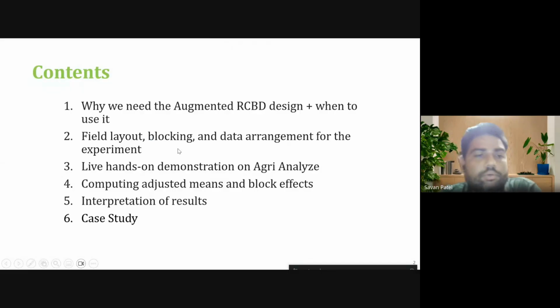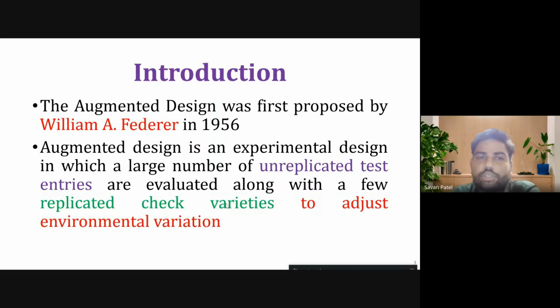So these are the contents of our webinar: why we need to use the augmented RCBD design and when to use it, and how to prepare a layout and blocking and data arrangement for our experiment. And after data arrangement, how we can analyze our augmented design in our Agri Analyze platform. After computing our data in Agri Analyze platform, after estimating the block effects, we are going to interpret the results. And in the end, we will see a small case study on augmented mating design. So this is the introduction.